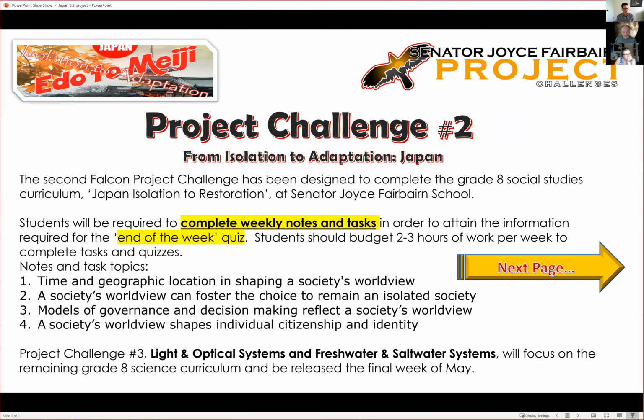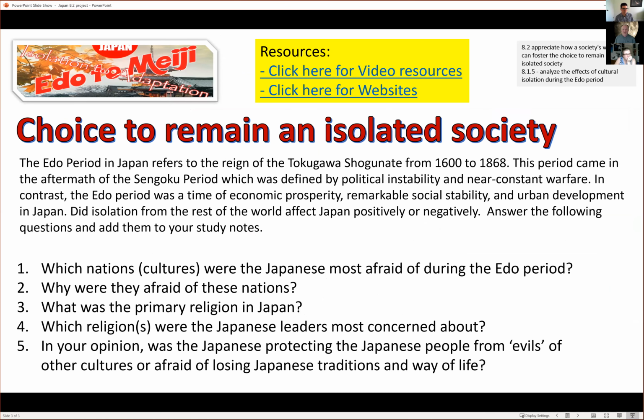This one talks about the isolation process, or what it was like in, I'll point out one thing. On each one of these slides, it talks about the science, what they're going to learn in June. So they're well aware that they're dealing just with the social studies curriculum right now. This would be the guiding questions for the Japanese section. We tried to focus a bit more on what isolation meant to their culture and more of the negative aspects, how they went about that for 250 years. Again, the web resources are there and the video resources.